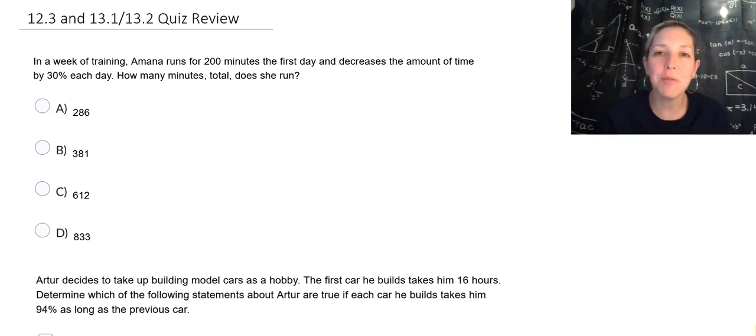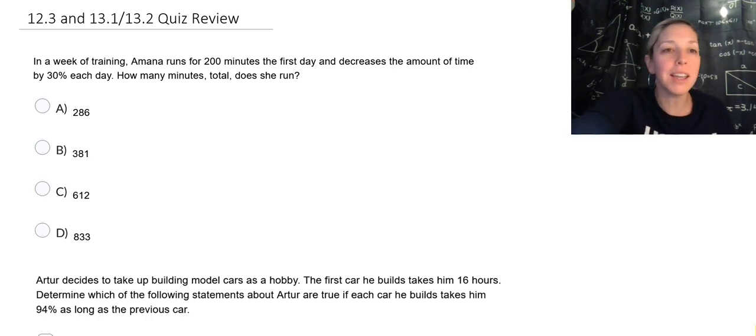Hi, so I want to go over a couple of the problems that were the most missed by you on quiz 12.3, and then I want to just talk a little bit about the first few lessons of module 13 about exponential growth and decay, and hopefully clear up some confusion with those.